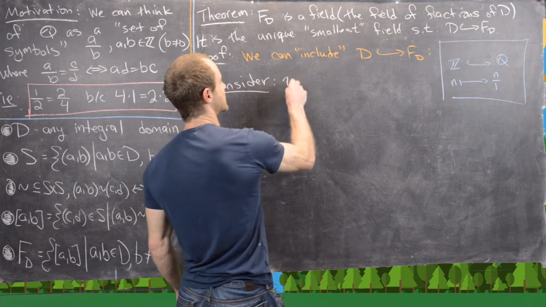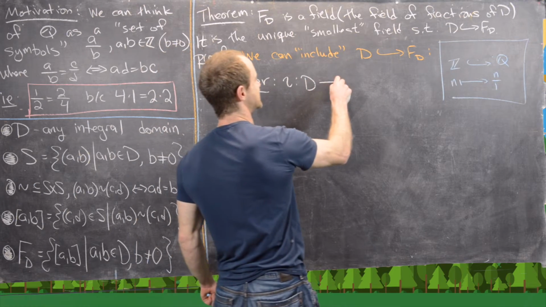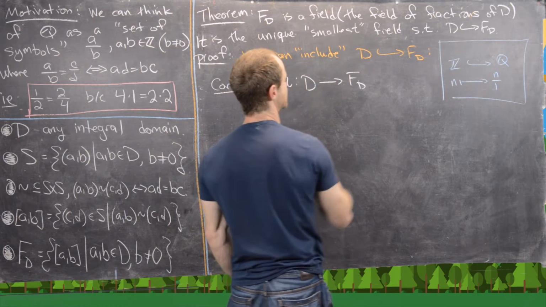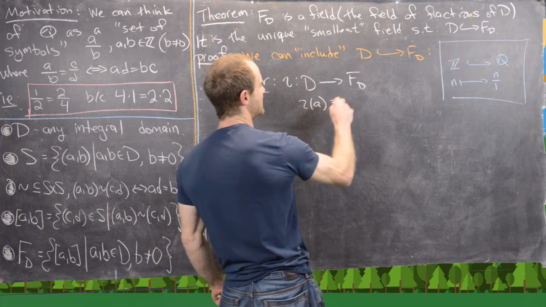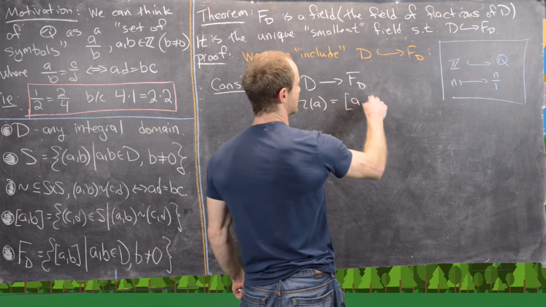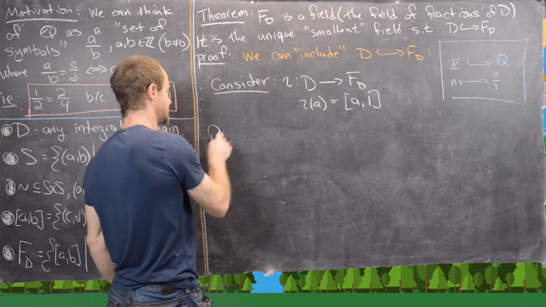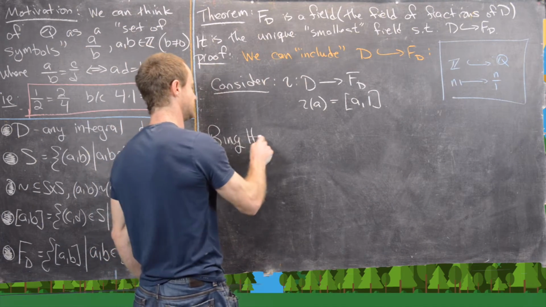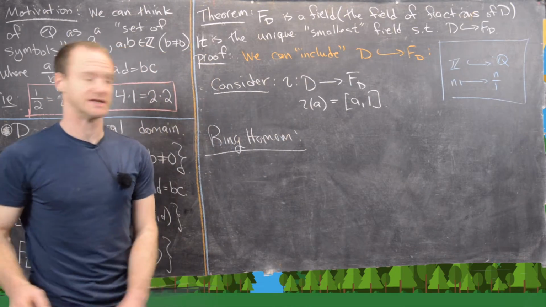So we want to consider this map, which I'll call iota, and it's going to go from D to F sub D, and it's going to take an element a and send it to the equivalence class (a, 1). So let's go ahead and show that this thing is a ring homomorphism, and then we'll show that it's injective.